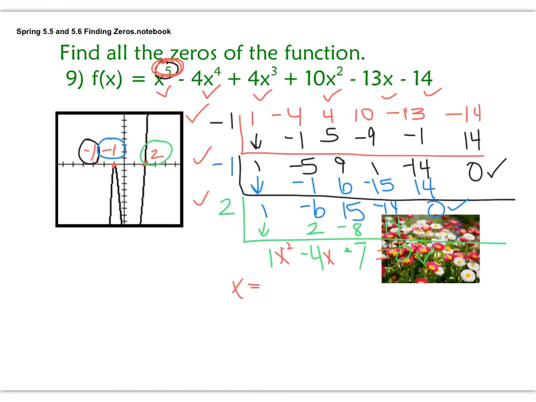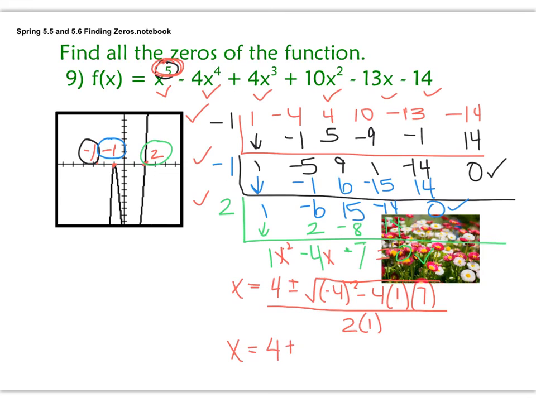So x equals negative b, which is 4, plus or minus square root of b squared, so negative 4 squared, minus 4 times a, which is 1, times c, which is 7, all over 2 times a. So we have to clean up underneath our radical. So doing some mental math here, that's going to give me 16 minus 28, which is negative 12 underneath my radical. So I know an i comes out of that.